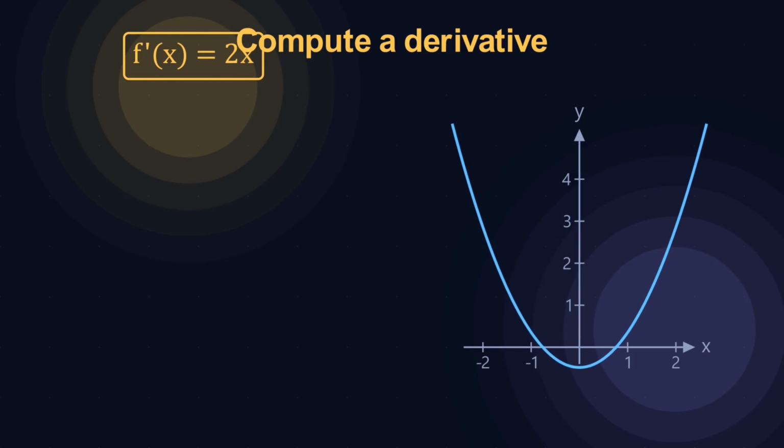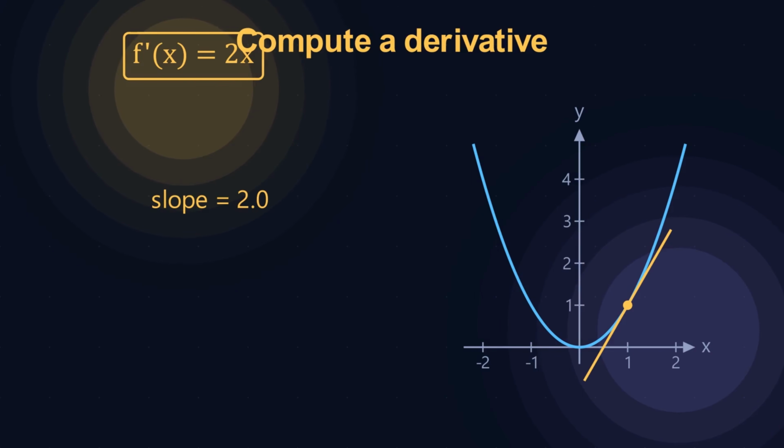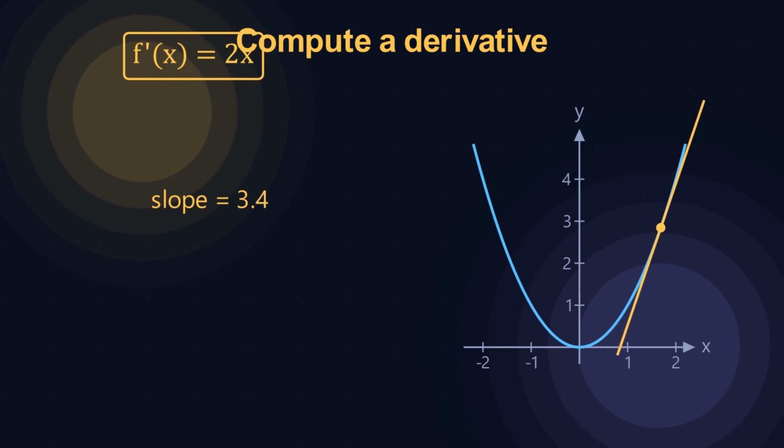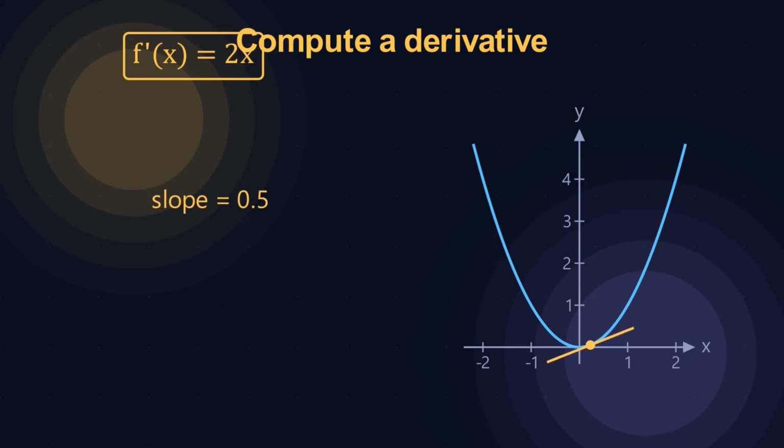Let's test it against the picture. At x equals 1, the slope is 2, a gentle climb. At x equals 3, the slope is 6, much steeper. At x equals 0, the slope is 0, right at the bottom of the curve.